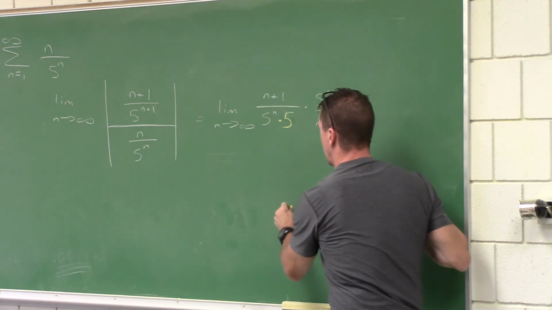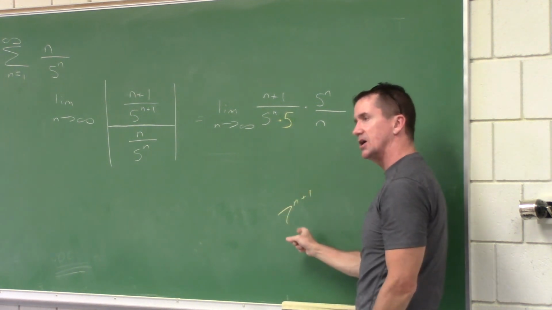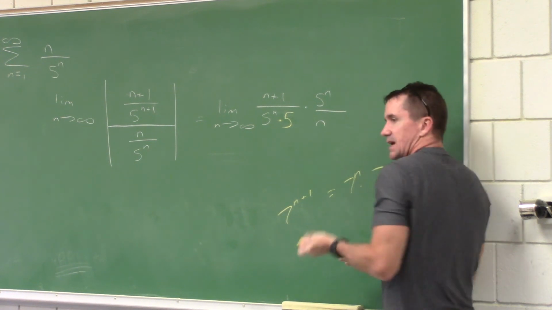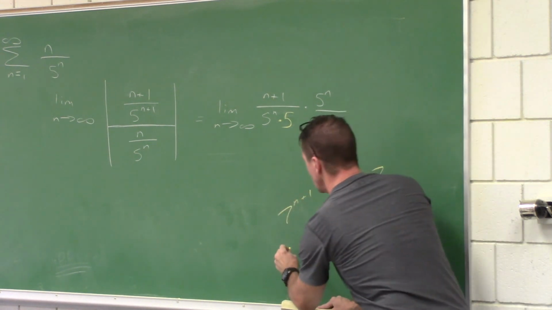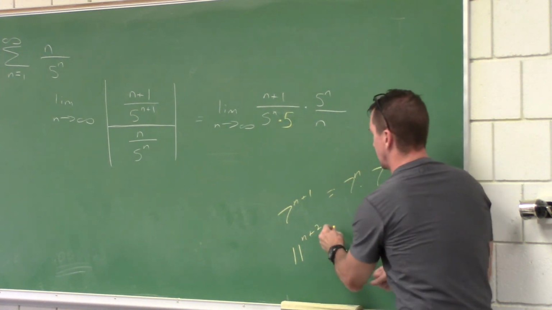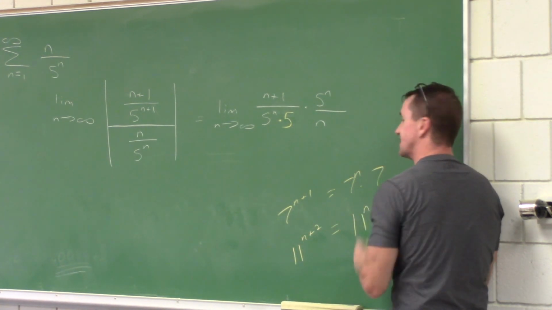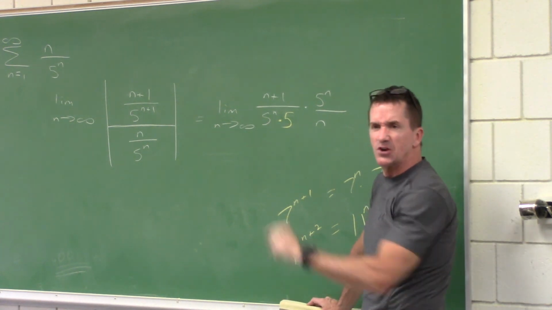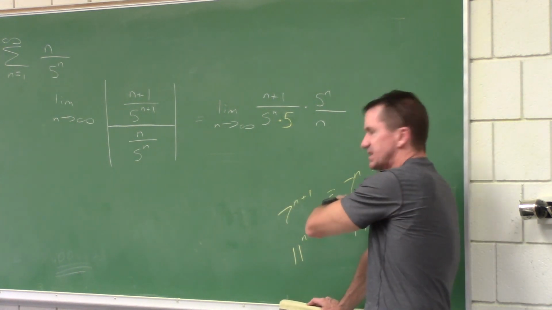How could you rewrite 7 to the n plus 1? That's 7 to the n times a 7. I think you got it. Let me try one more. How would you write 11 to the n plus 2? What would that be? 11 to the n times 11 squared. And if you're rusty on your old algebra, just put that in your notes.